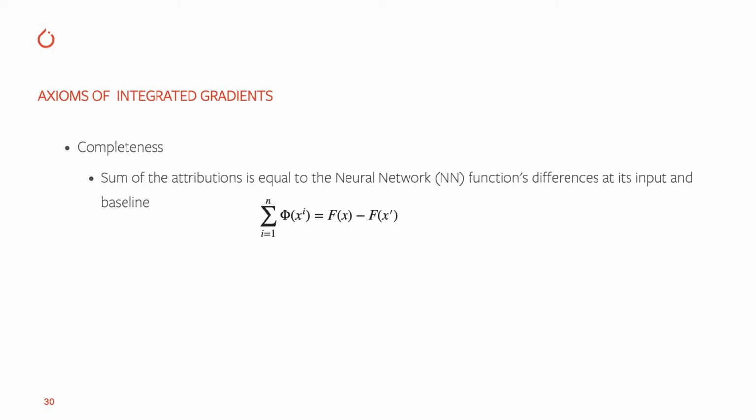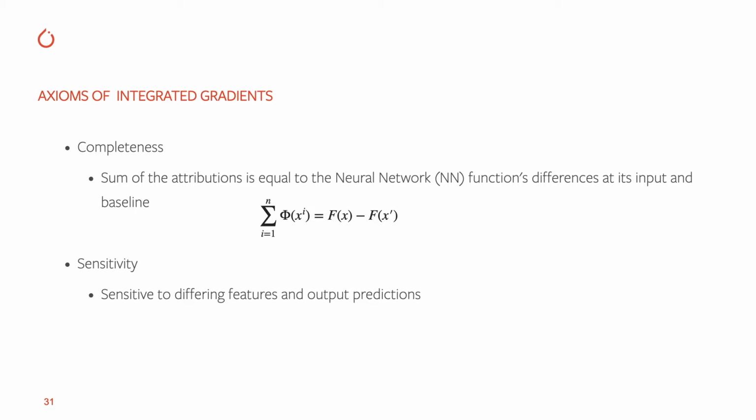Integrated gradients satisfies a number of important axioms, or has a number of interesting properties, that I would like to mention. One of them is the axiom of completeness, which states that the sum of the attributions is equal to the difference of our neural network's function at its input and baseline. This axiom is closely related to the fundamental theorem of calculus for path integrals.